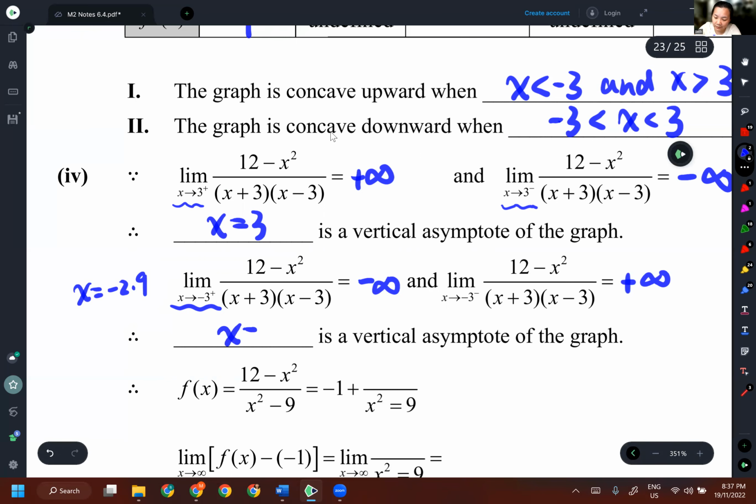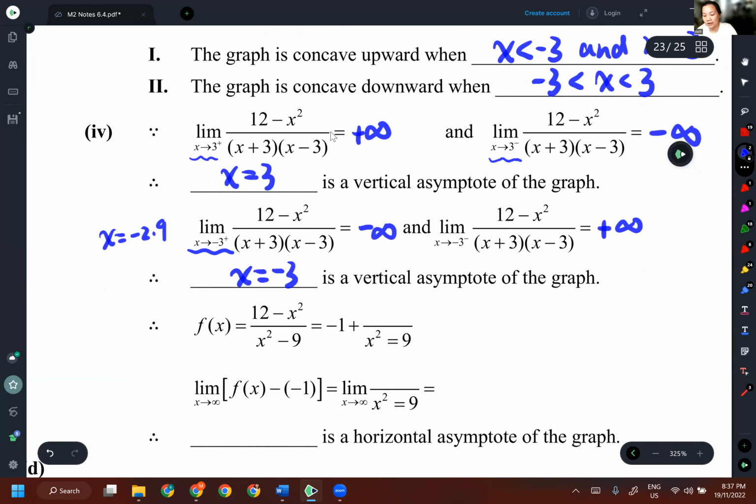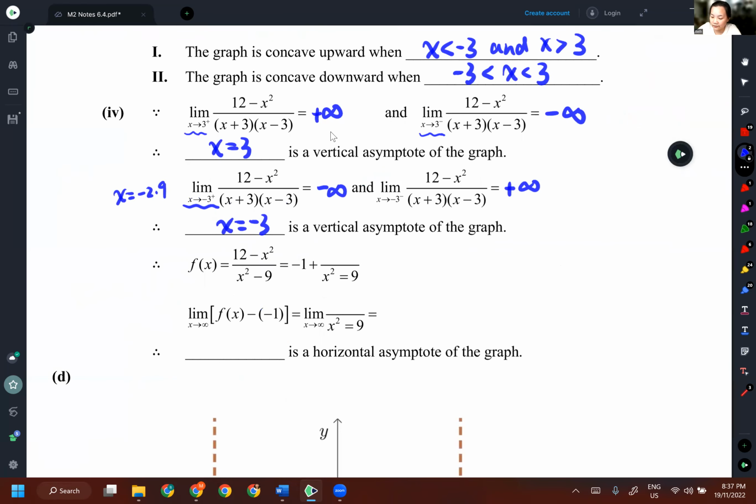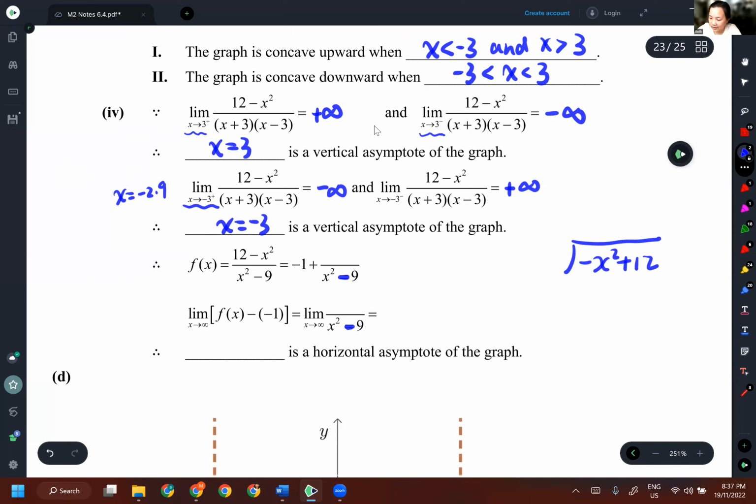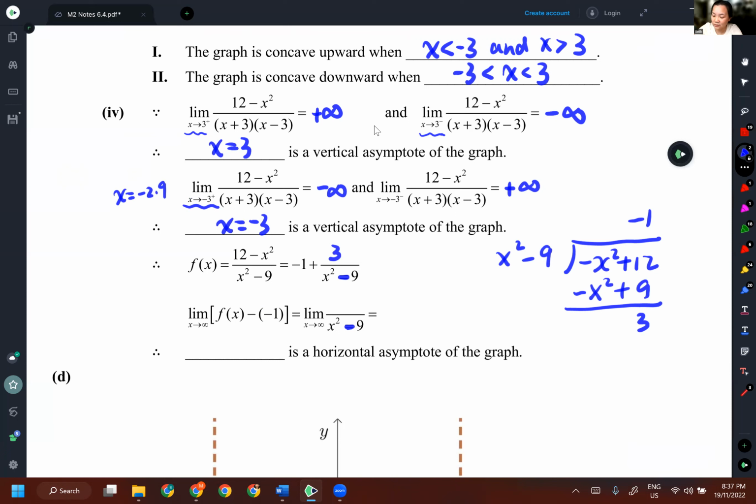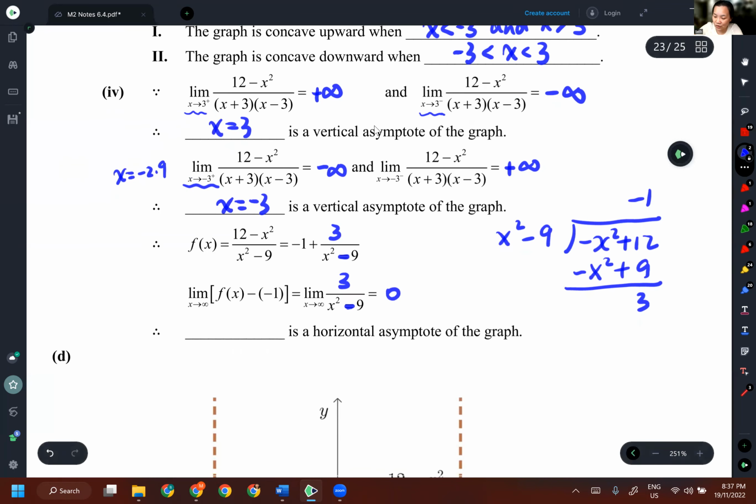Okay, another one. Now, how about the horizontal asymptote? Sorry, this is -9. I changed the equal to minus. Negative x squared plus 12 over x squared minus 9, so -1. Negative x squared plus 9. Then you have 3 left. So this one minus -1 is 3, and then the limit at infinity equals 0. So y equals -1 is a horizontal asymptote.